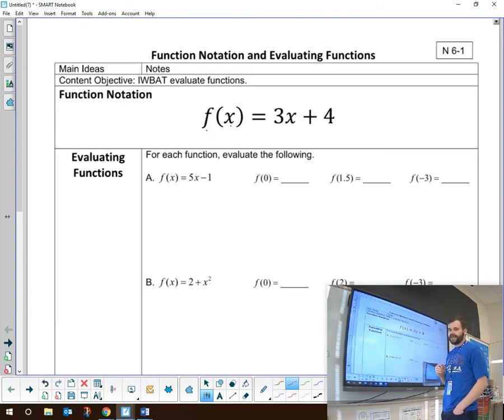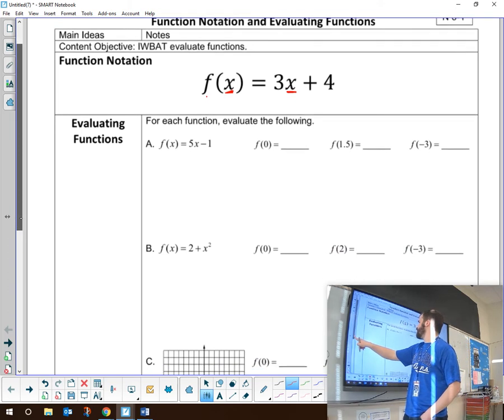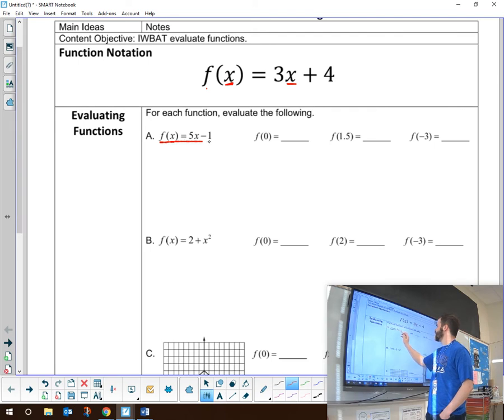All it's really saying is, this is my output, but this x is the same as this x. So if it says f of x equals this, and instead it says f of 2 equals, then instead of having an x where x normally would be, we would have a 2 instead. Let me explain that a bit more. Take a look here at A. We have f of x equals 5x minus 1.